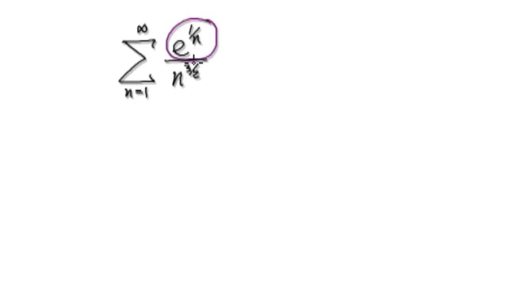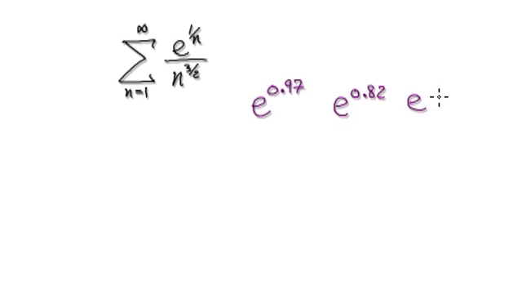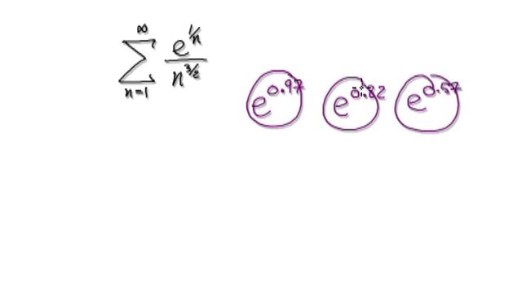So what does e to the power of 1 over n even mean? It's just like me giving you this: what is e to the power of something less than 1? So let's say e to the power 0.97, and then the next one, e to the power 0.82. For example, let's say e to the power of 0.57. Well, what does it even mean to have this?